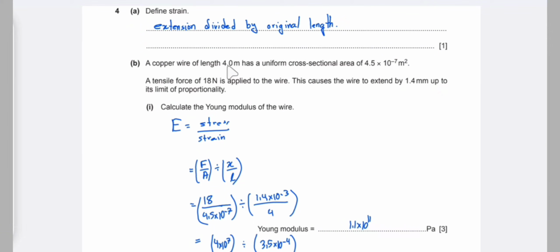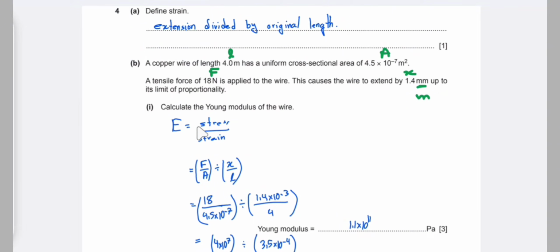A copper wire of length 4 meter has a uniform cross-sectional area. So we have been given the value of cross-sectional area, a tensile force of 18 Newton. So this is the length, this is the area, and this force is applied to the wire. This causes the wire to extend by 1.4 millimeter. So we have the value of extension, that is x, but it is in millimeter, so we must convert this to meter. Up to its limit of proportionality, calculate the Young modulus of the wire.